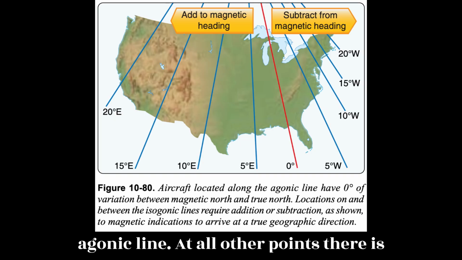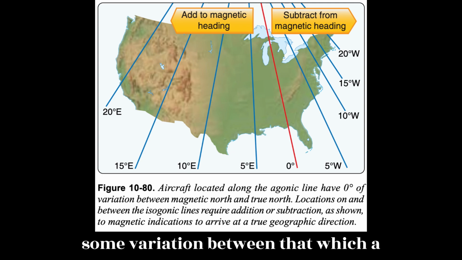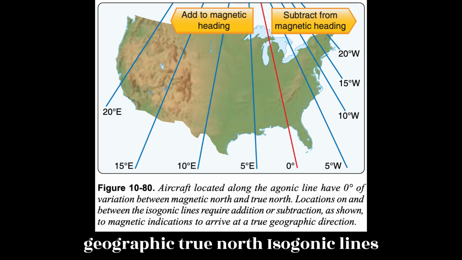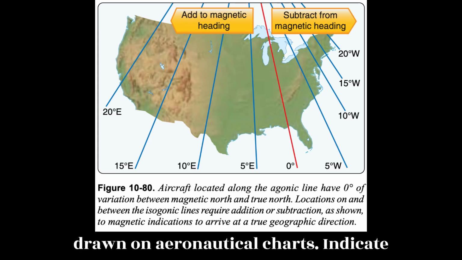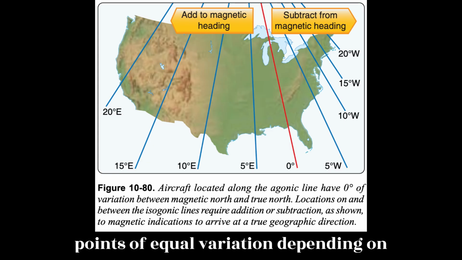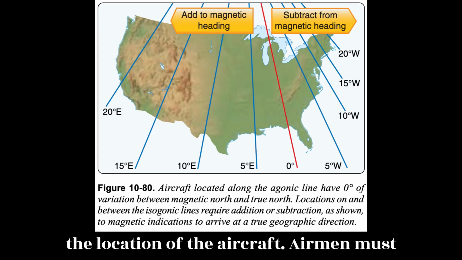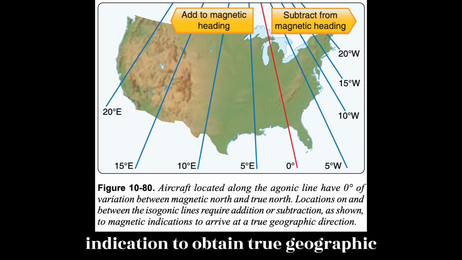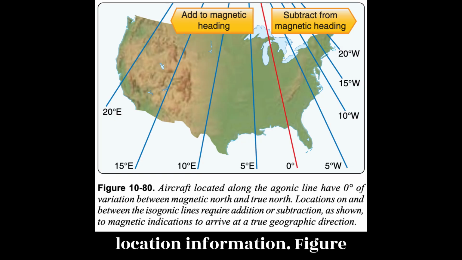At all other points, there is some variation between that which a magnetic compass indicates as north and geographic, true, north. Isogonic lines drawn on aeronautical charts indicate points of equal variation. Depending on the location of the aircraft, airmen must add or subtract degrees from the magnetic indication to obtain true geographic location information. Figure 10.80.